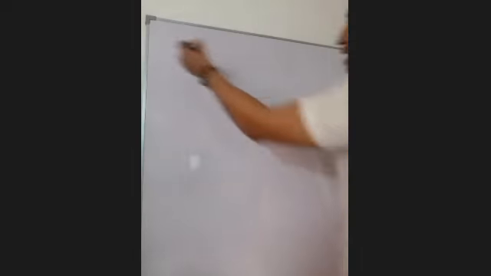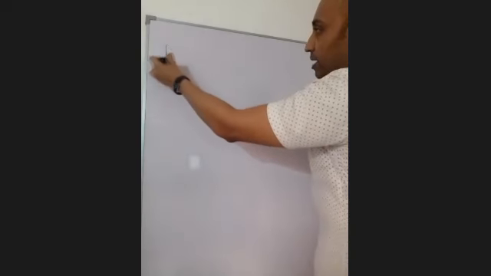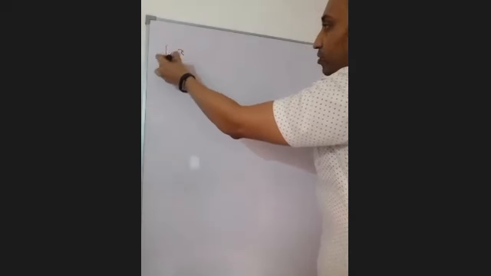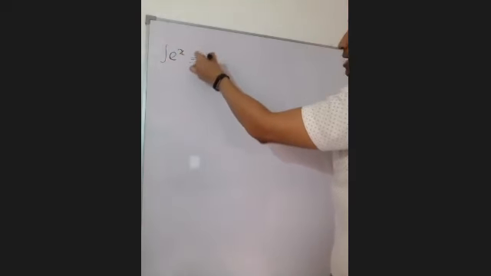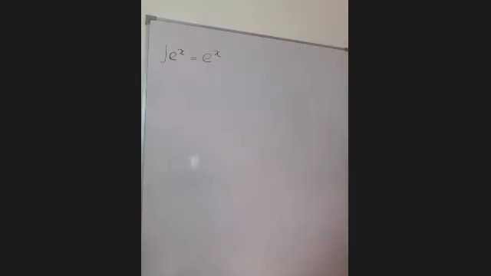Next part is the integration of exponentials. If you want to integrate e to the power x, the answer is e to the power x itself. It doesn't make a difference because we know that if you differentiate e to the power x, the answer is e to the power x. If you integrate e to the power x, you get the same answer. So those are the first set of formulas in exponentials we need to know.